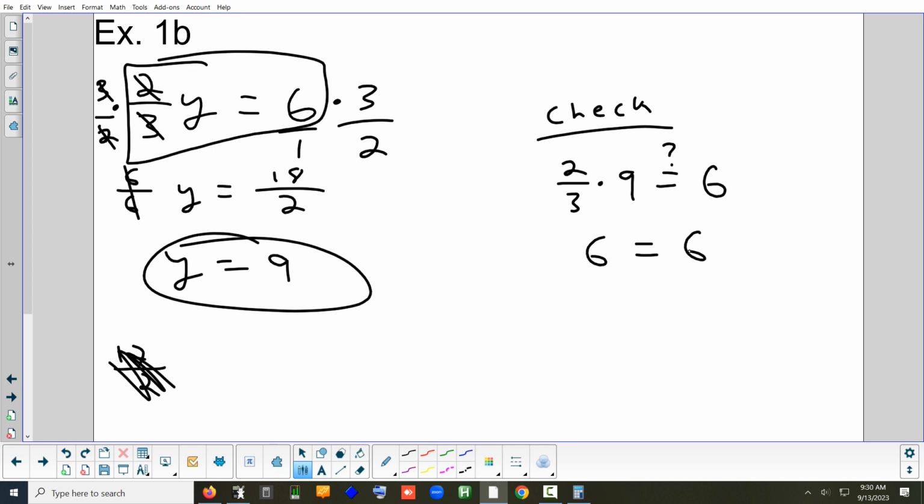Yep. Why not? Did you check it? I checked it. Okay. So yeah, we checked it and we got the same number on both sides. So we're good. So it worked. If you get like 6 equals 4, then no good. It's got to be the same number on both sides. Okay. Any question on that one? That was 1B.